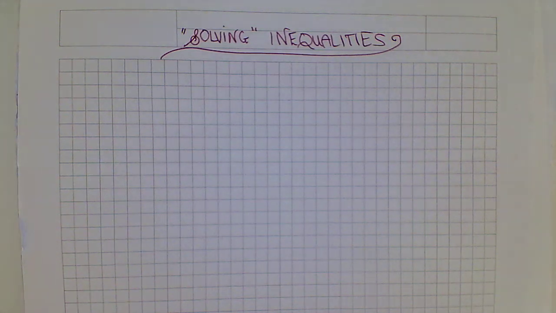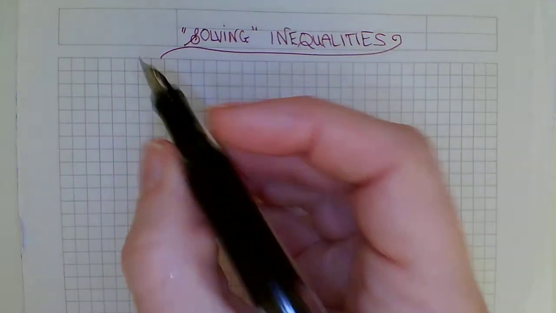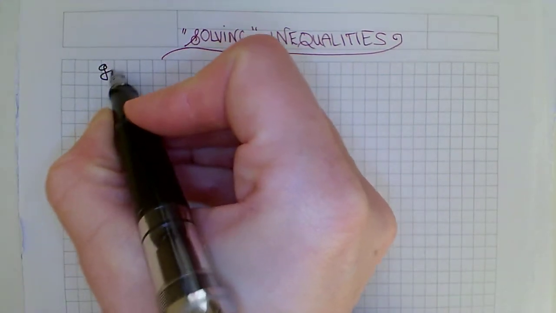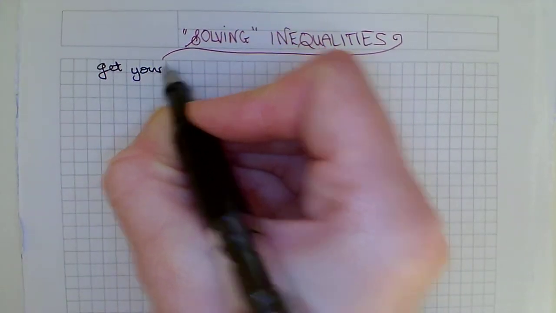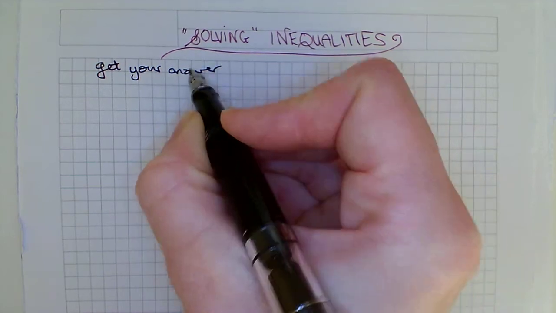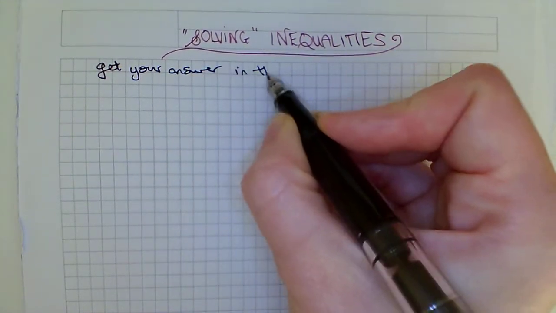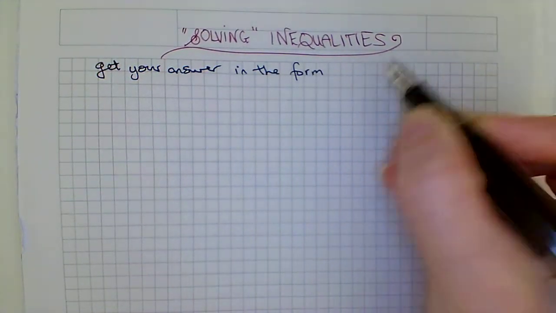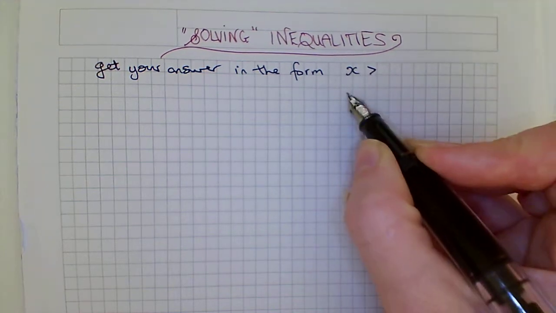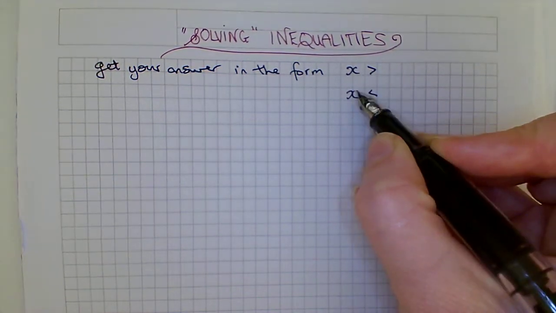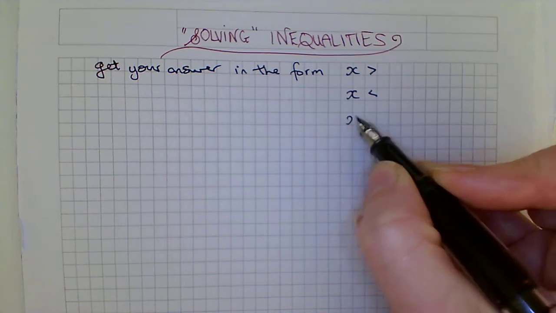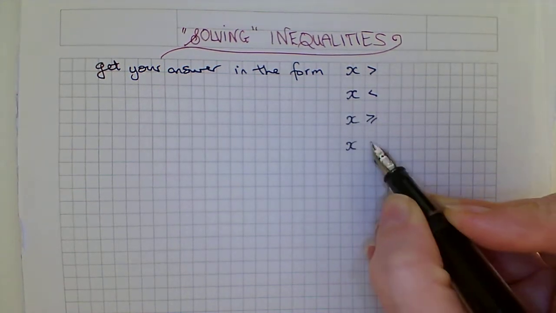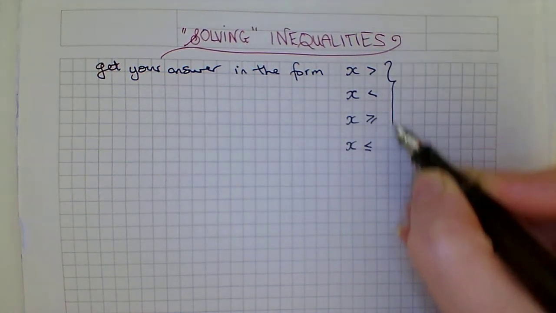To look at solving inequalities. Now, when you're asked to solve an inequality, what you're going to be doing is getting an answer. So you need to get your answer in the form x greater than, or x less than, or x greater than or equal to, or x less than or equal to something.